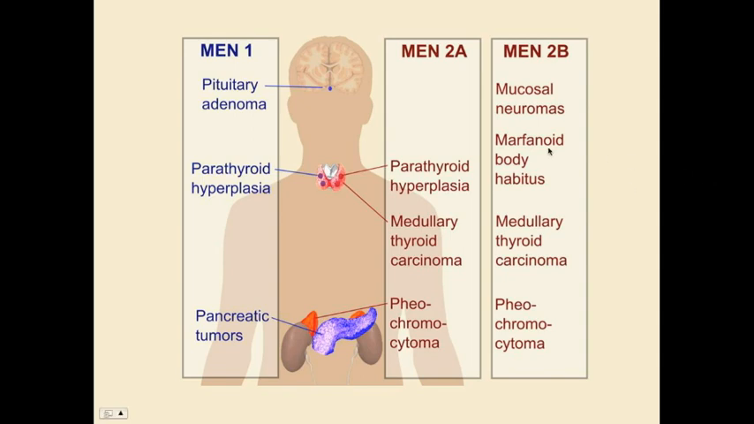With MEN2 in general, you have pheochromocytoma and thyroid cancer. With A, you have parathyroid hyperplasia, like in MEN1. And with MEN2B, you've got a marfanoid body habitus and mucosal neuromas. So with both of the MEN2 syndromes, you've got thyroid carcinoma and pheochromocytoma. But 2A, you've got parathyroid hyperplasia. 2B, you've got the body habitus and mucosal neuroma.